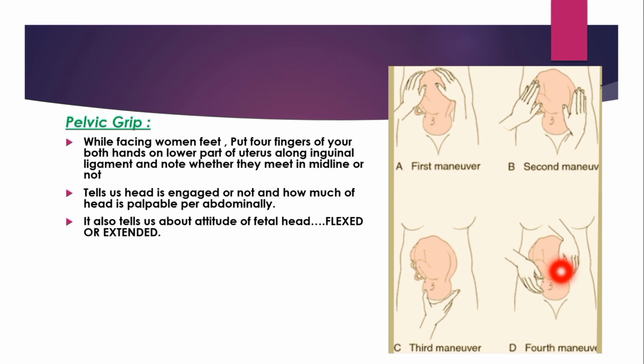And similarly, if the presentation is cephalic, it tells us whether the head is ballotable or not. And the fourth maneuver is the pelvic grip. It involves putting the fingers of both your hands abdominally along the inguinal ligament in the lower part of the uterus, and note whether your fingers meet in the midline or not. If the fingers meet in the midline, it indicates that the fetal head is not engaged. But if the fingers of both hands do not meet in the midline, it indicates that the head has gone down and the head is engaged. Similarly, this fourth maneuver also tells us about the attitude of the fetal head. Attitude means that the head is either flexed or extended.